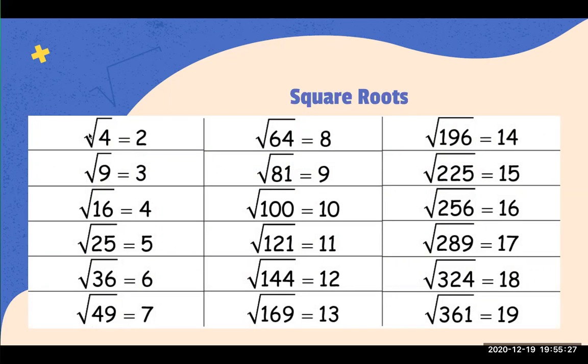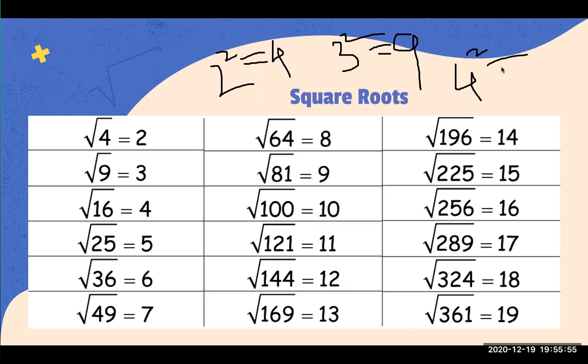So as you can see, the square root of 4 is 2. Square root of 9 is 3. Square root of 16 is 4. So let's look at the pattern in that. You guys know that 2 to the power of 2 is 4, right? And 3 to the power of 2 is 9. And 4 to the power of 2 is 16. So do any of you notice a pattern here? There's 4 over here, 4 over here, 9 over here, 9 over here, 16 over here, and 16 over here.